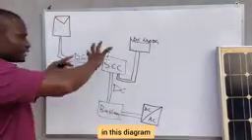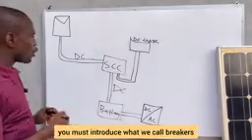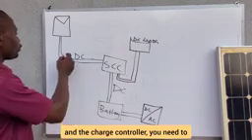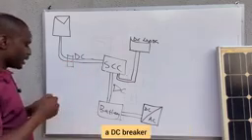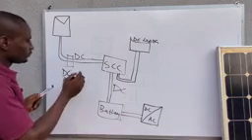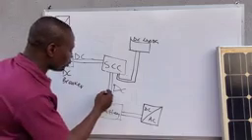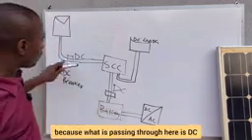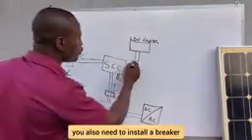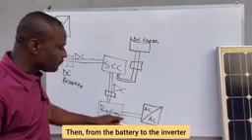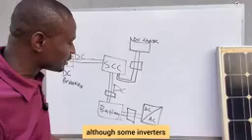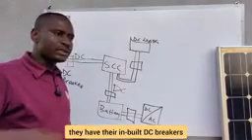Now, in this diagram, you must introduce what we call breakers. There must be breakers between the solar panel and the charge controller. You need to install a DC breaker here. Between the solar charge controller and the battery, you also need to install a DC breaker because what is passing through here is DC. Even for the load, if you have a DC load, you also need to install a breaker. Then from the battery to the inverter, you also need to install a DC breaker, although most modern inverters have their inbuilt DC breakers.